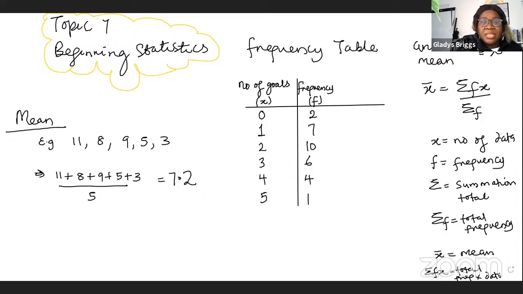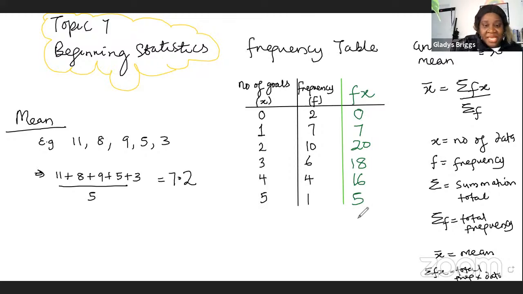So let's extend the table and put another column in for F times X. 0 times 2 would be 0. 1 times 7 is what, guys? Everybody's sleeping. Good. 7. 2 times 10 is 20, 3 times 6 is 18, 4 times 4 is 16, and 5 times 1 is 5.